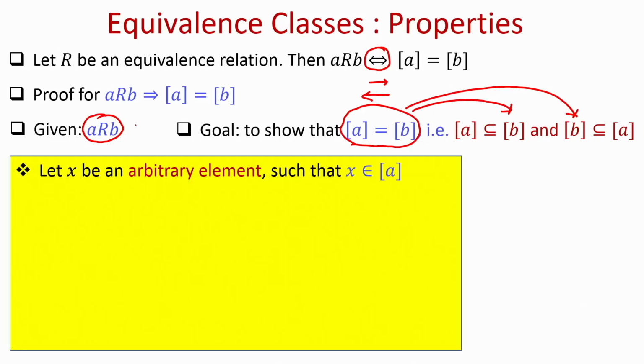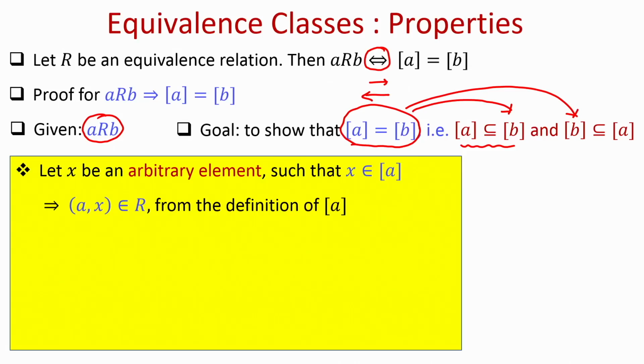Okay. And how do I prove that a set is a subset of another set? I prove it by showing that you take any element x in the first set, it is present in the second set. So, I take an arbitrary element x belonging to the first set, here the equivalence class of A. I have to show that the same x belongs to the equivalence class of B as well. How do I do that?